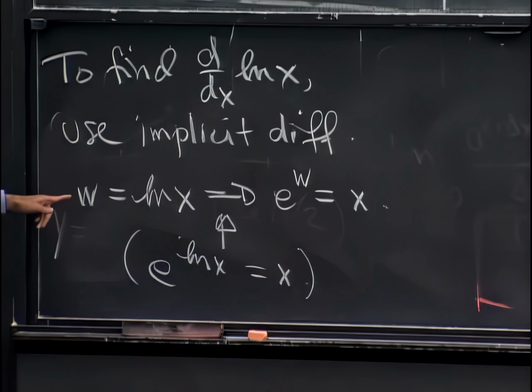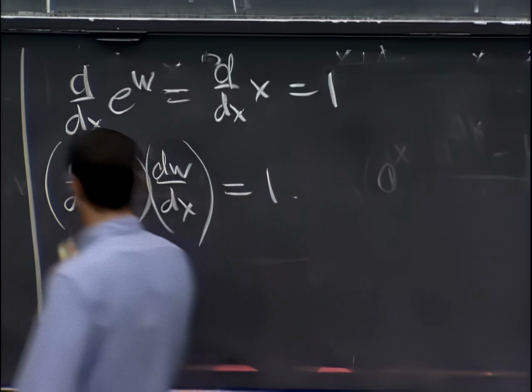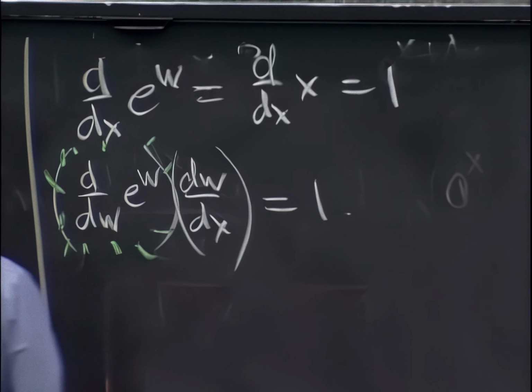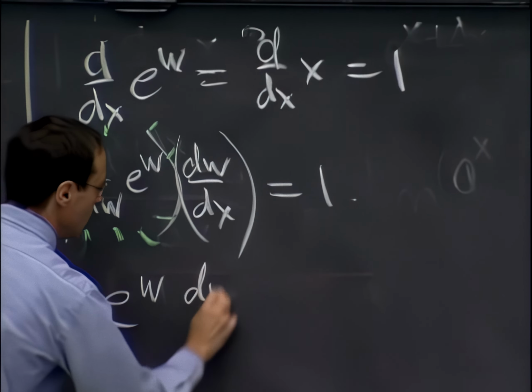All right, now we can differentiate this. So let's do the differentiation here. We have d by dx of e to the w is equal to d by dx of x, which is 1. And then this, by the chain rule, is d by dw of e to the w times dw dx, the product of these two factors. That's equal to 1. And now this guy is the one little guy that we actually know and can use. That's this guy here. So this is e to the w times dw dx, which is 1.